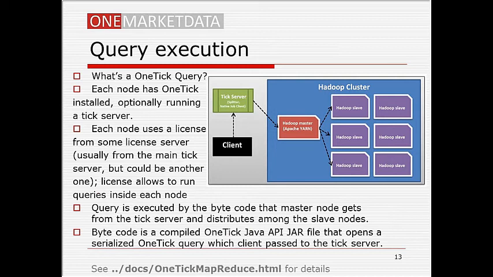The Hadoop cluster will be set up in a way that we have OneTick software installed on each of the nodes, optionally running the tick server on each node. Each node will also have a local OneTick license for query processing, automatically obtained from the main tick server. The query gets split amongst the nodes and gets executed on each node by the bytecode supplied by the tick server. The bytecode is actually a OneTick API jar file that knows how to run the serialized OneTick query.